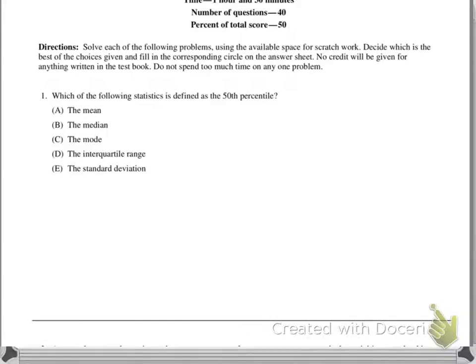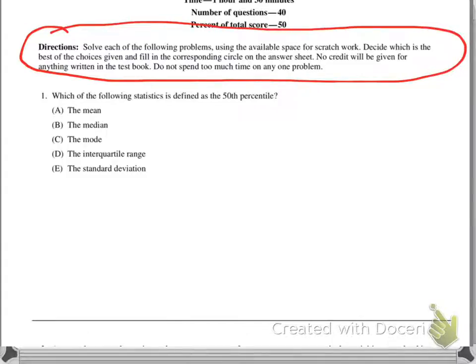Okay, so I found the 2015 multiple choice. I'm going to try to do some of these. I'll do some tonight and some tomorrow. Okay, what is good about this is that it's the directions. Read them now, so you don't have to read them while you're taking the test.